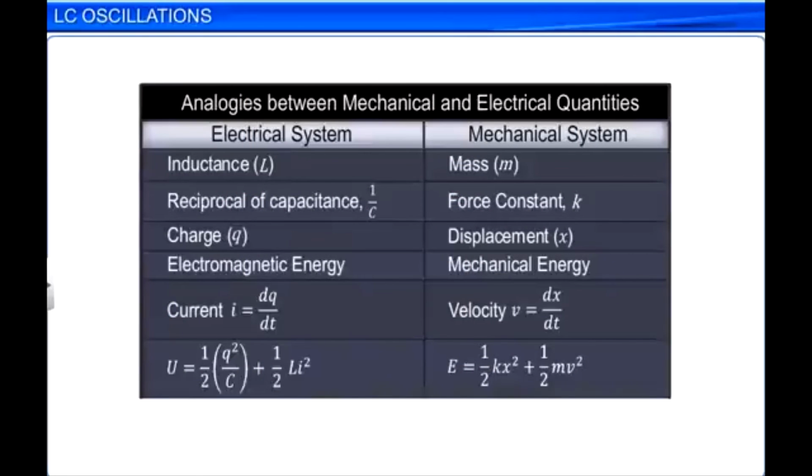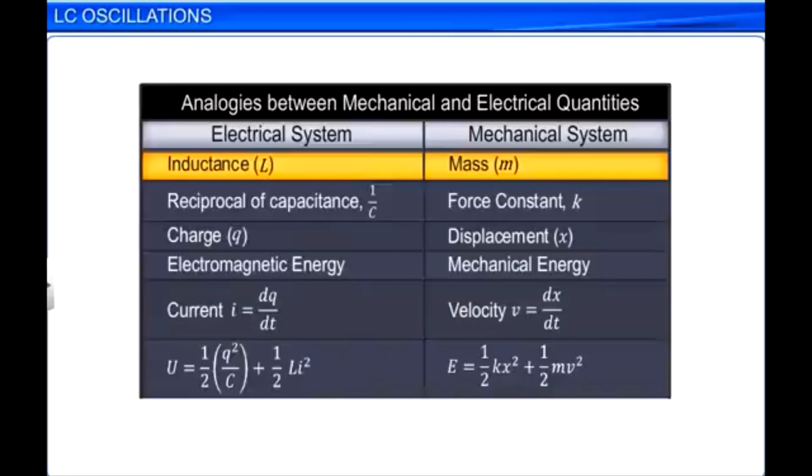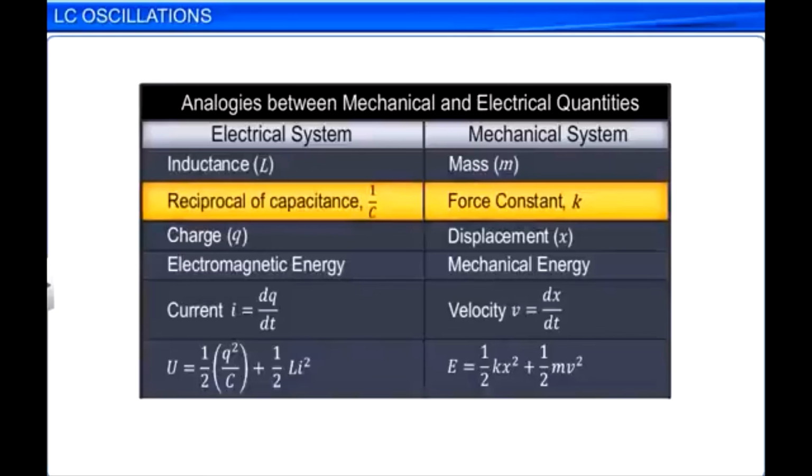We see that the inductance L is similar to mass. The value of 1 by C is similar to force constant K. Force constant K is the restoring force per unit displacement, whereas 1 by C is the value of the potential difference required to store unit charge. Charge Q is analogous to displacement x, which implies current I is analogous to velocity v.